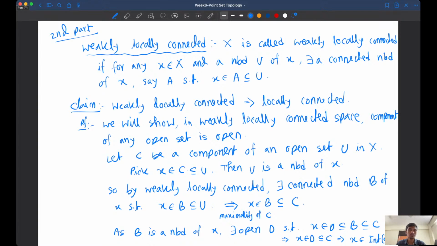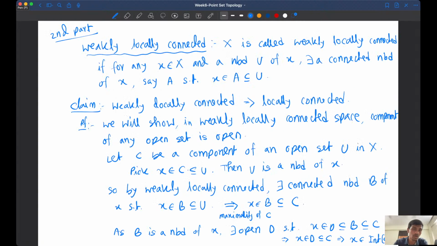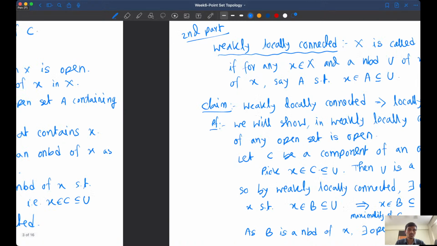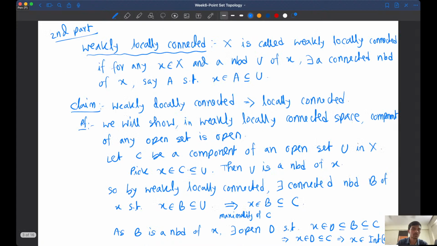So using the previous part, we claim that weakly locally connected spaces are locally connected. Fine. So you just have to play around with the definition. Nothing much complicated is in the proof. Everyone fine? Okay, so then let's go to the next problem.